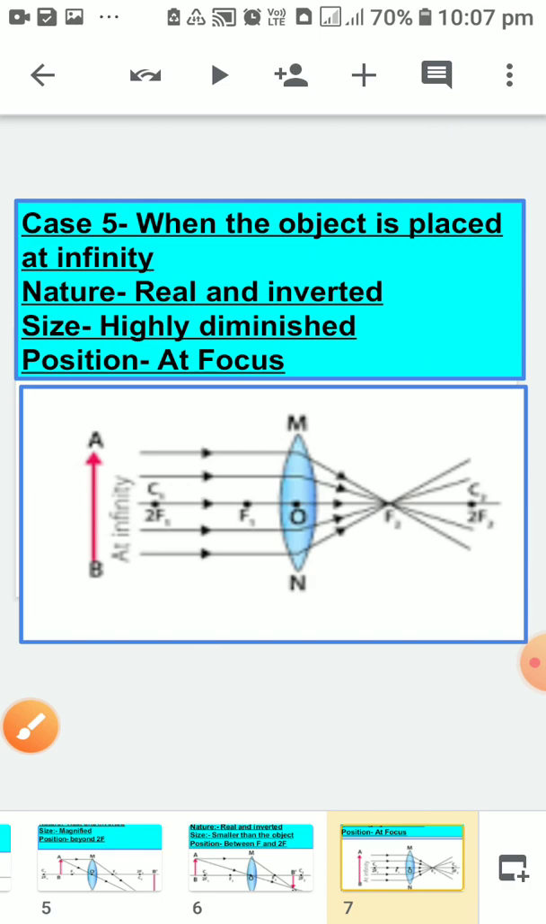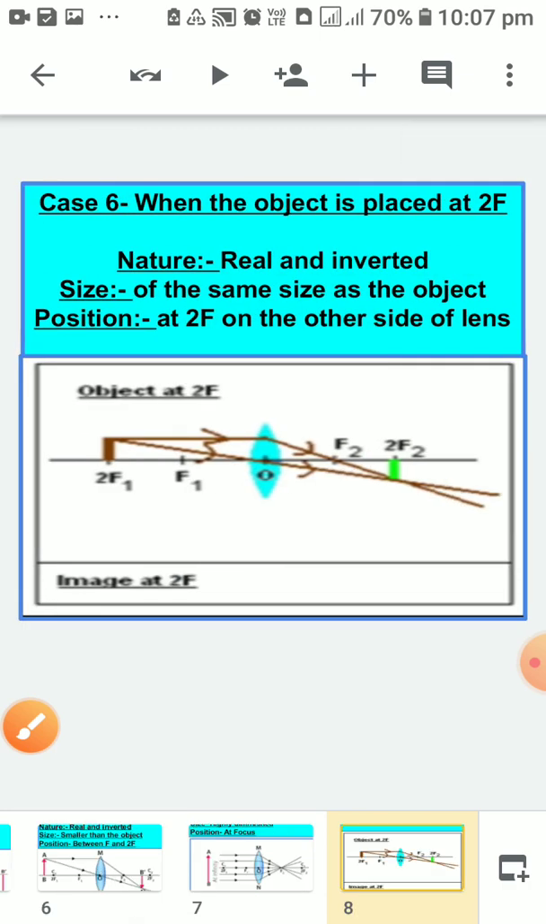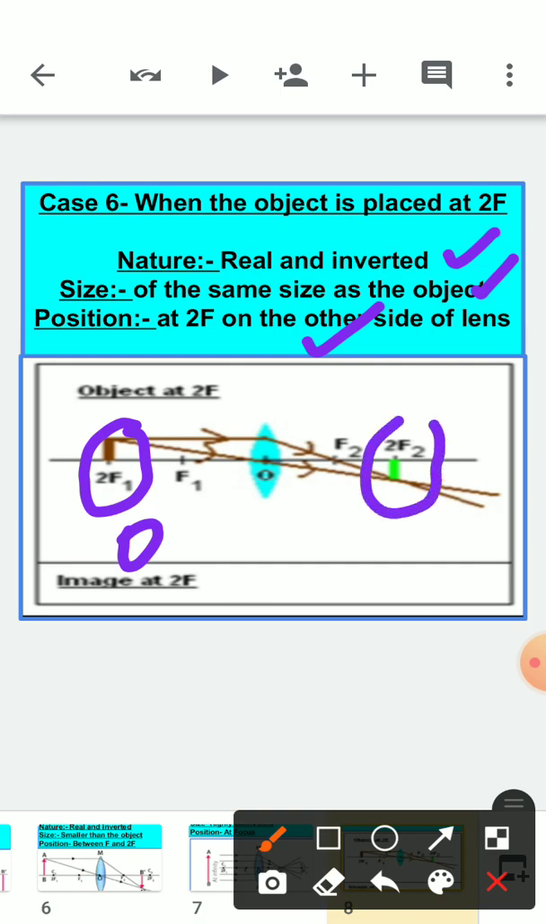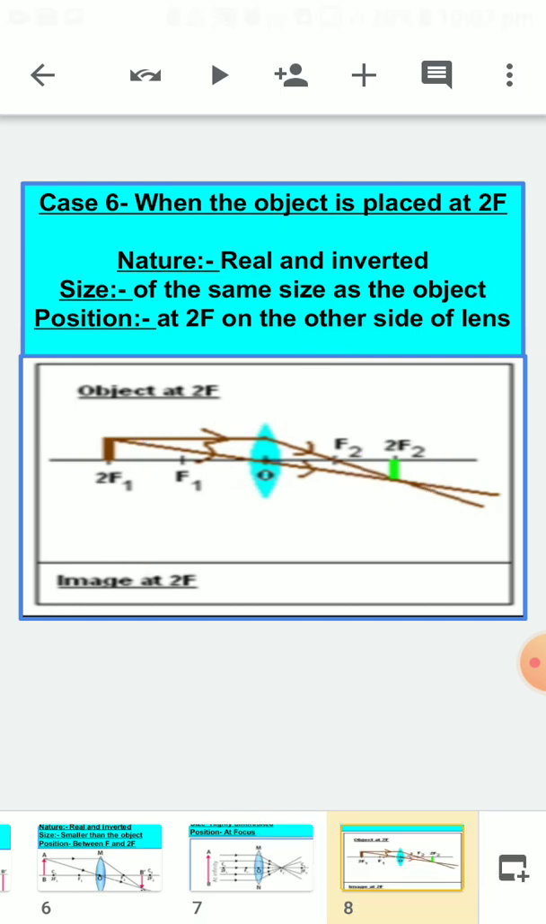Now the last case is case number 6, when the object is placed at 2F. In this case, the image will be real and inverted, size will be of the same size, and position will be 2F. Means object position is 2F and position of image is also 2F. This is our object. It is at 2F, and the image is again forming at 2F. But where? On the other side of lens. So in this way, we have finished our 6 cases for convex lens.